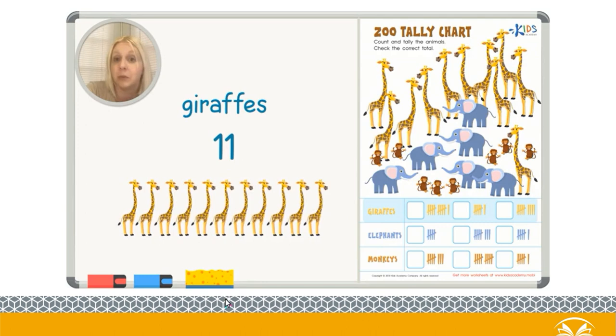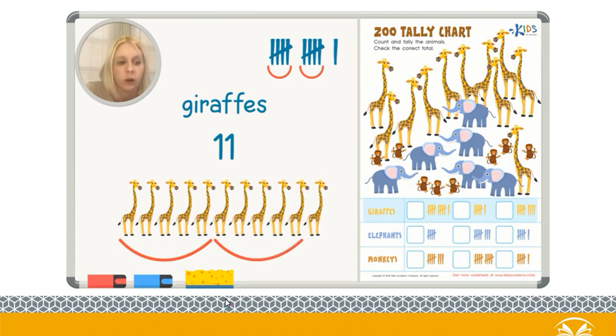And actually, that just happens to be the number that I did for the example. So 11 looks like this. It's got 5, 10, and then one more. So let's see if we can find it.